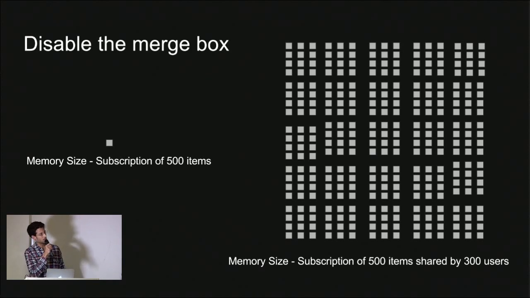But this feature comes with a heavy price tag, because with a subscription of 500 items, for example, that is being shared by 300 users, instead of keeping in memory just the 500 documents, we will have in memory 150,000 documents, because the merge box keeps a full image of the subscription per each client. So we will need to disable it.